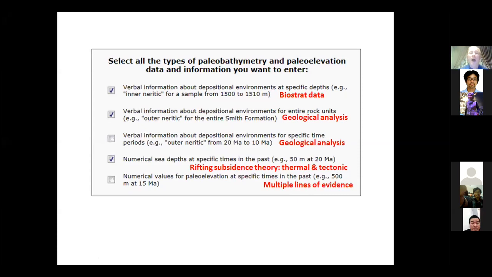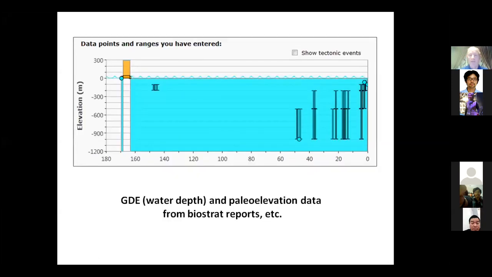So being an omnivore, eating all kinds of data that may be valuable is extremely important. This is an example. In the previous well that I showed you, we have some relatively young biostrat data reported as age ranges, like inner neritic, outer neritic, upper bathyal, and so on. And you see a trend of data here in younger times.